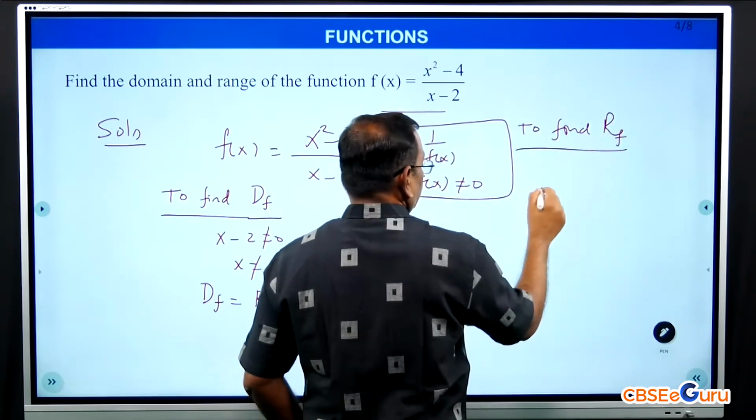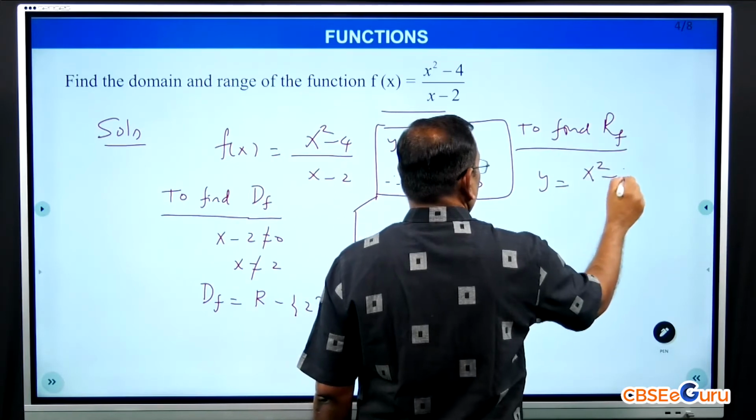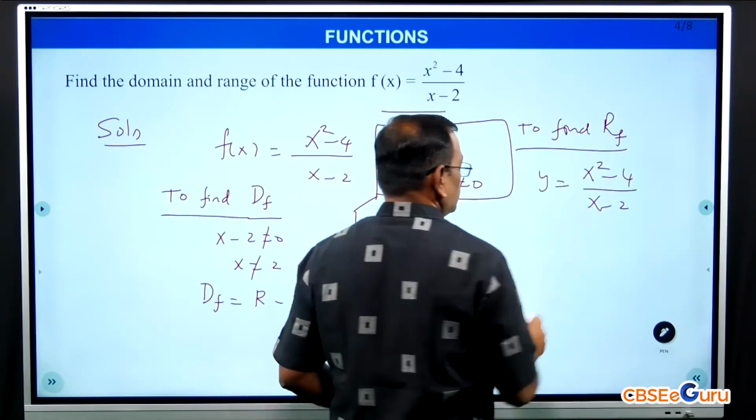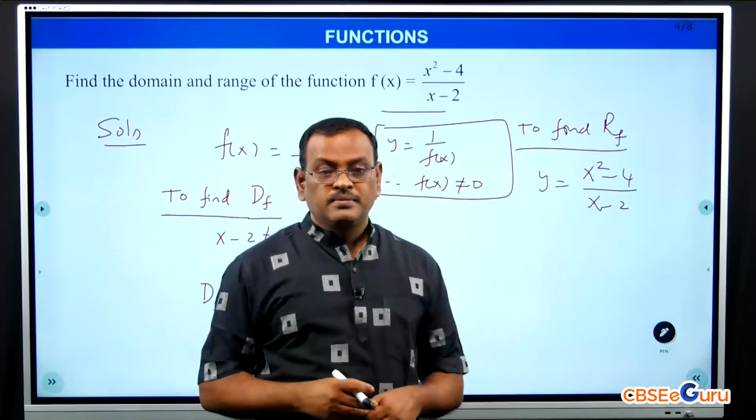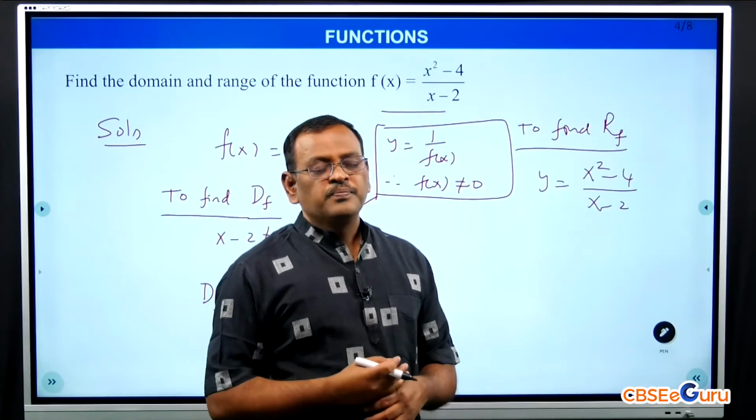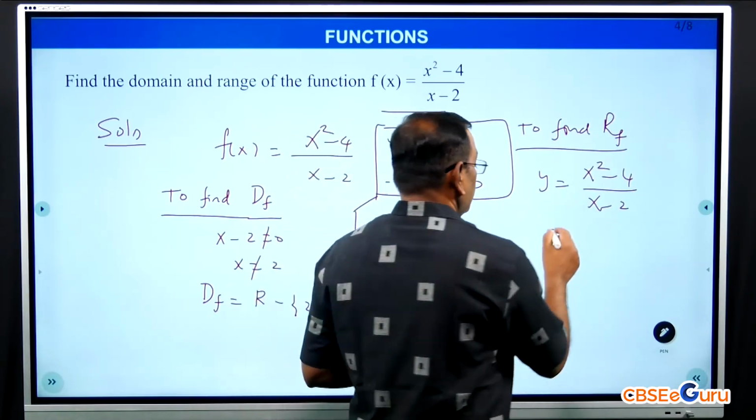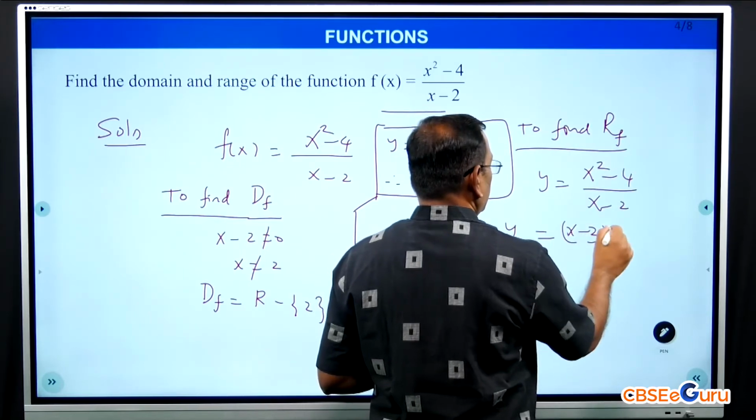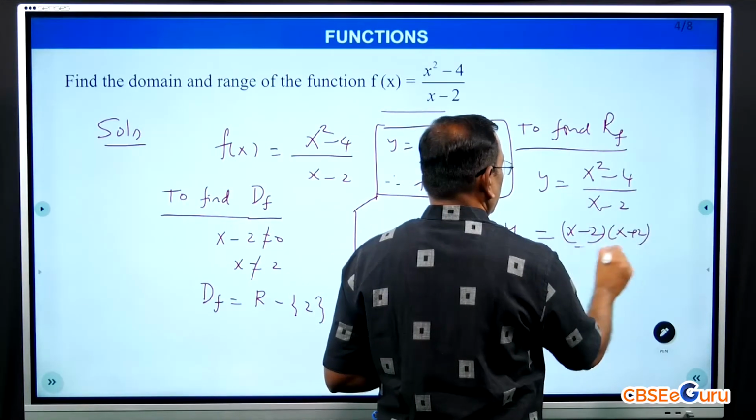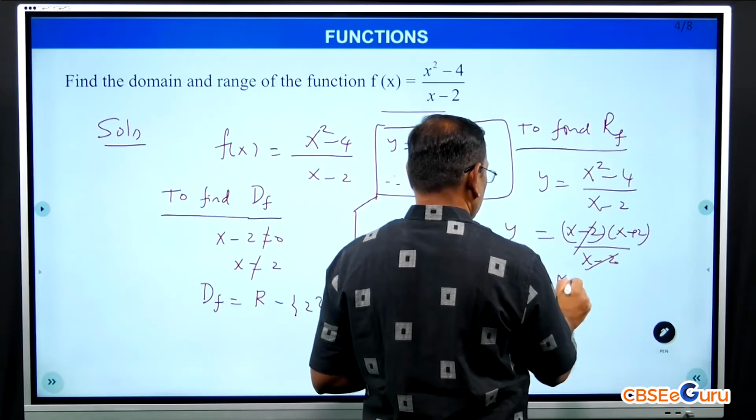Next, to find the range of f, y equal to x square minus 4 by x minus 2. It is very important to find the range. If possible, you can simplify the function before going to find the range. Here we can simplify this function. How to simplify? Factorize the numerator. y equal to x minus 2 into x plus 2 by x minus 2, which gets cancelled. So y equal to x plus 2.